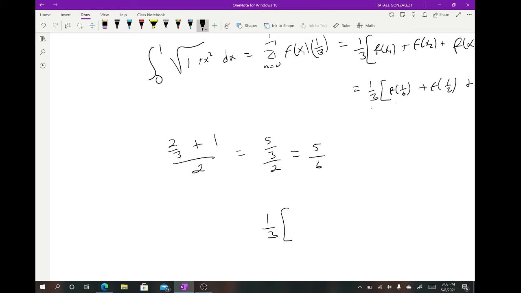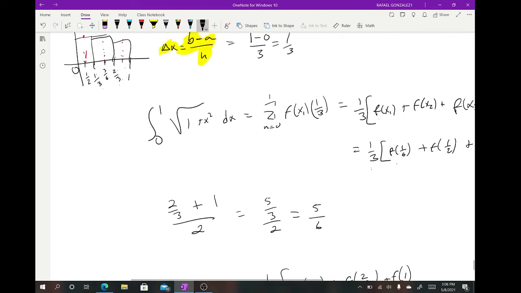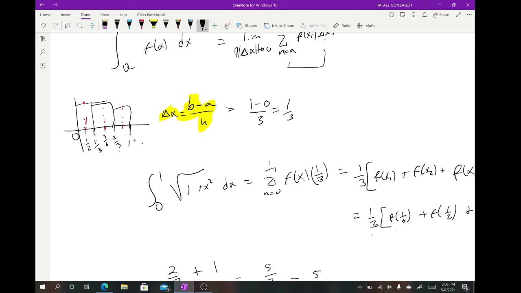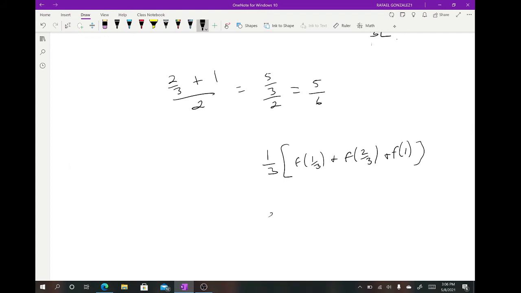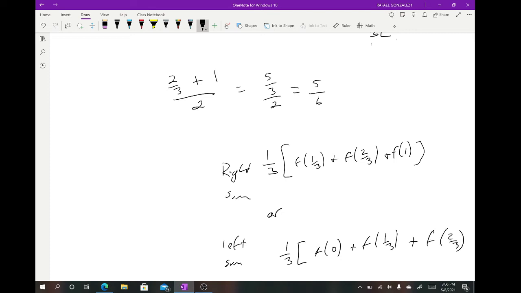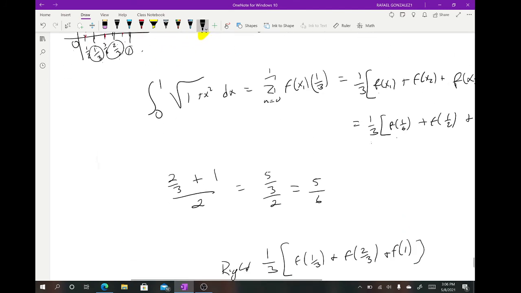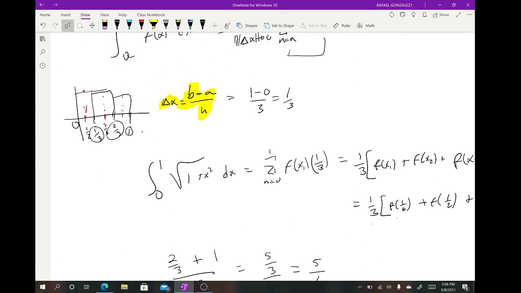Again, if you were to use the right endpoint, then this will be f of 1/3, f of 2/3, and f of 1, because these are the right endpoints of each rectangle. If you were to use the left endpoint, it would have been 1/3 times f of 0 plus f of 1/3 plus f of 2/3. So you have at least 3 different options of how to go about these Riemann sum problems.